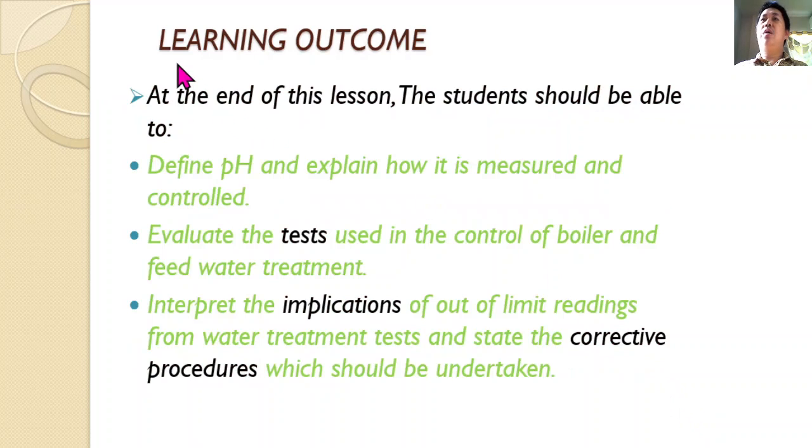So we have here our learning outcome. At the end of this lesson, the students should be able to define pH and explain how it is measured and controlled. Evaluate the test used in the control of boiler and feedwater treatment. Interpret the implication of limit readings from the water treatment test and state the corrective procedure which should be undertaken.